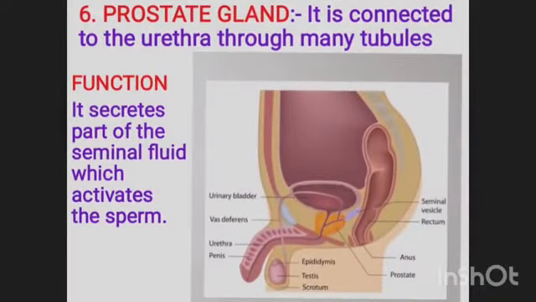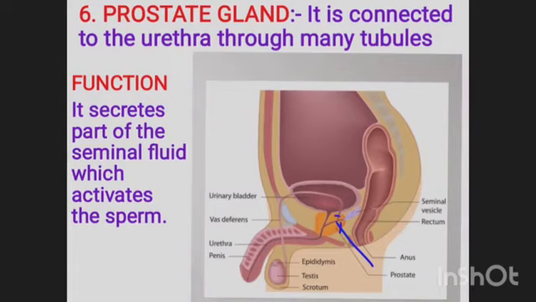Number 6, we have what we call the prostate gland. Now, the prostate gland is connected to the urethra through many tubules. Now, this is the prostate gland here. So you can see it here. Let me make that very clear. So you can see this is the prostate gland.